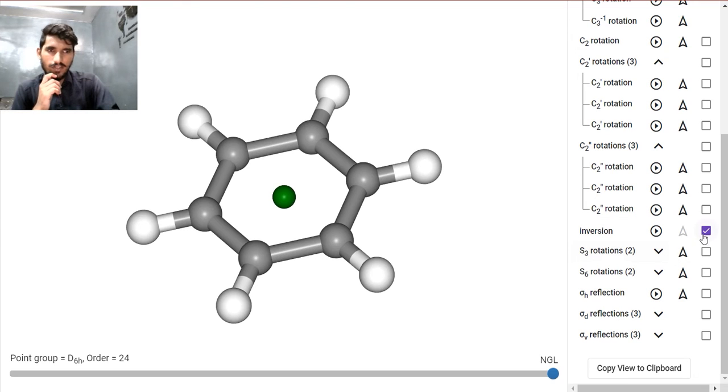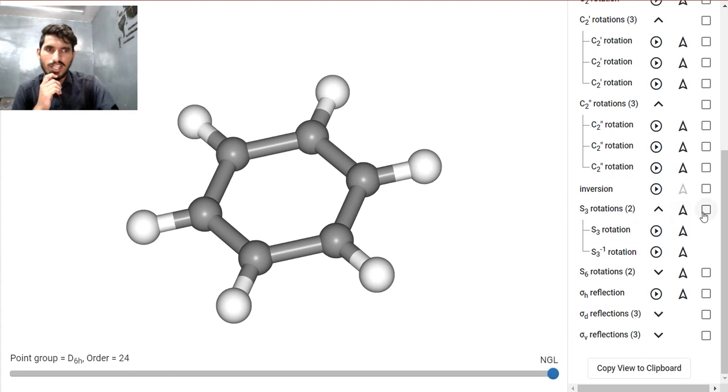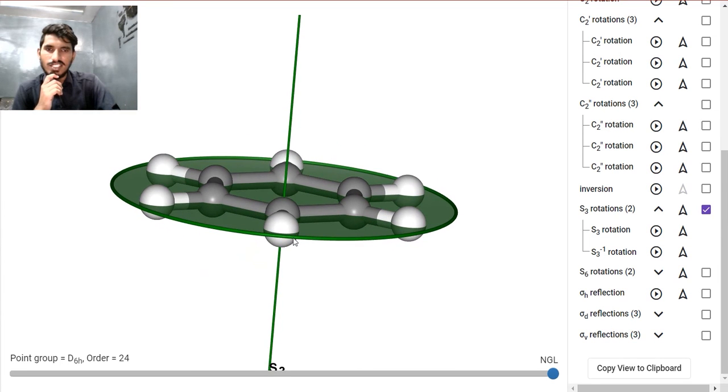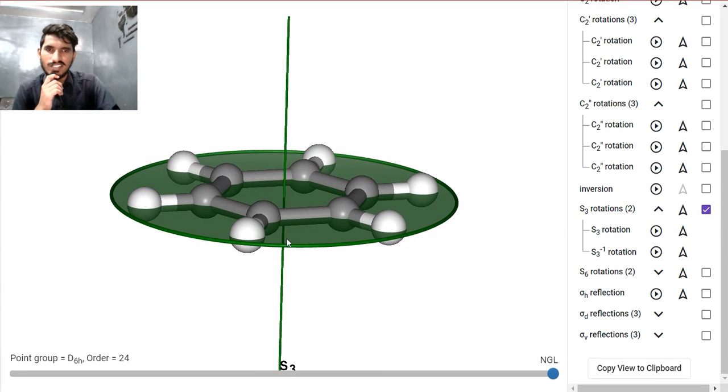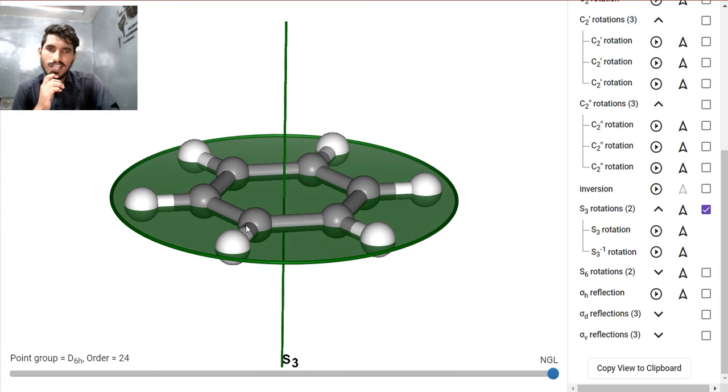So there was inversion. What more is present in the molecule of benzene? We do have an S3 axis of rotation, and S3 is the improper axis. So how does S3 exist? As you know, we have a C3 axis of rotation. C3 axis of rotation means that each carbon atom will replace this carbon atom, this carbon atom will replace this carbon atom, and this carbon atom will replace this carbon atom. It means each carbon atom has to replace the next to next carbon atom, not the adjacent one. So that's the C3 rotation that I have just shown you before.